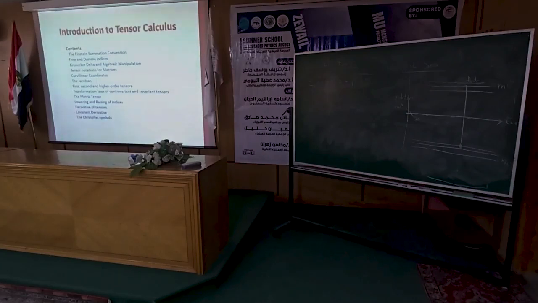Tensor notations for matrices, Cartesian coordinates, the Jacobian, first, second, and higher order tensors, transformation laws for contravariant and covariant tensors, the metric tensor, lowering and raising of indices, derivative of tensors, covariant derivative, and the Christoffel symbols. In fact, these are the basic elements I need for the next lecture, and I will explain the physics of certain of these elements in a coming lecture.